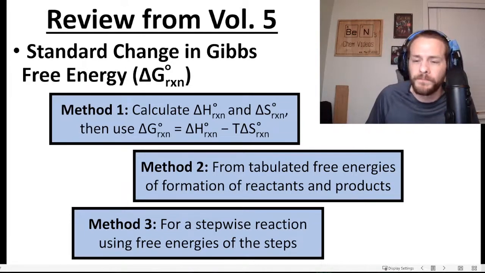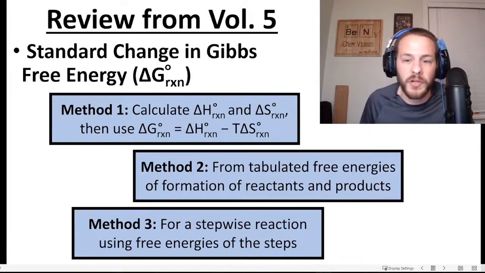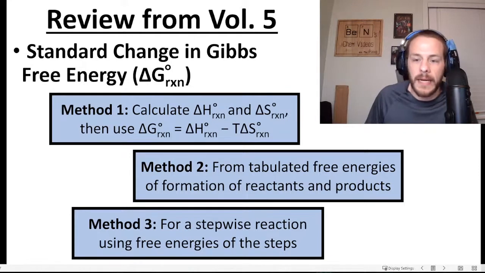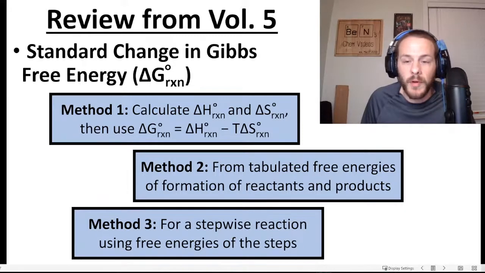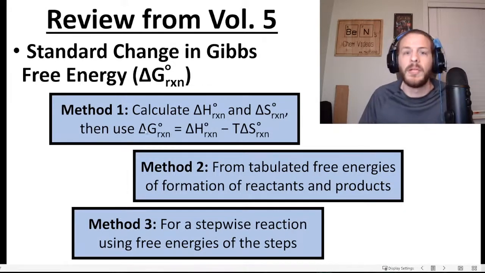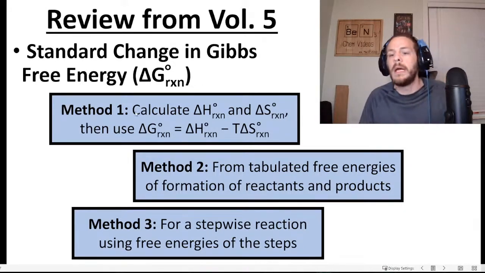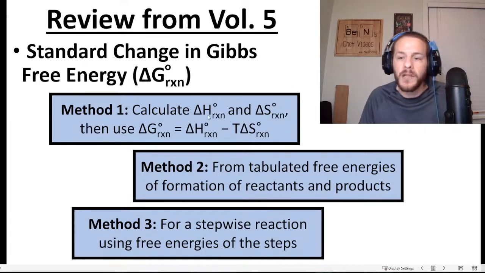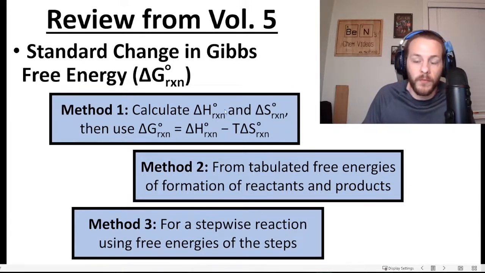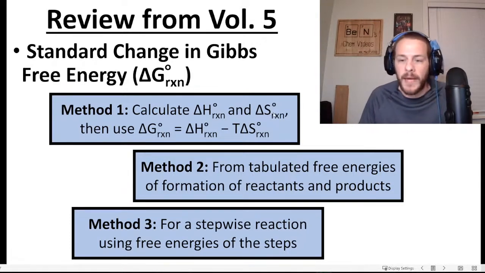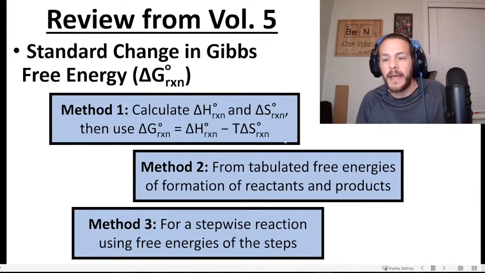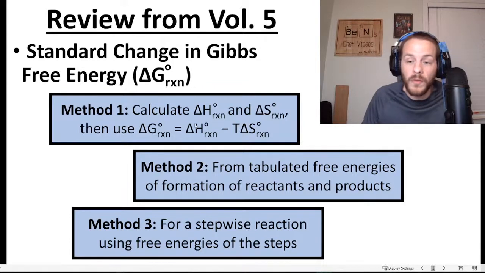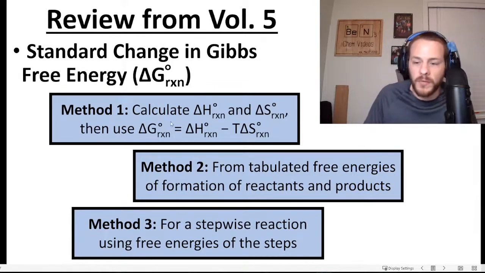All right, so standard change in Gibbs free energy, reactants and products are in their standard states. We talked about three methods by which the standard change in Gibbs free energy can be calculated. I cleverly called them methods 1, 2, and 3. So method 1 was to calculate delta H for the reaction, the standard change in enthalpy for the reaction, and also delta S, the standard entropy change for the reaction, and then use the formula for delta G, which is delta G equals delta H minus T delta S. That's one method that you can use to calculate standard free energy change for a reaction.